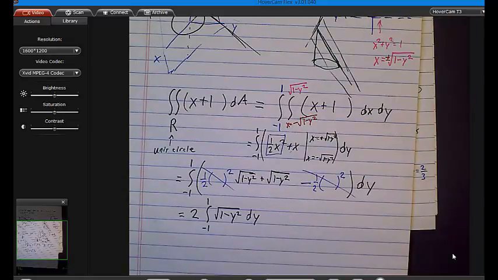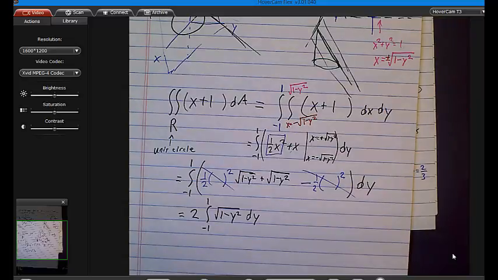Okay, choices to make. I could do it geometrically. I could do it with an inverse trig sub. I guess we could do it in polar, but that's next time. Preference? You want to see a trig sub? Geometrically?